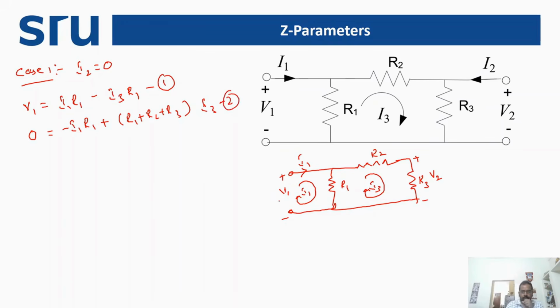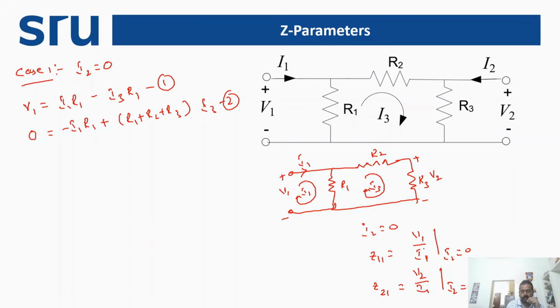So if you observe, we have I2 equal to 0. So Z11 is equal to V1 by I1 when I2 equals 0. The objective is to find the ratio of V1 and I1 for the first one. Next is Z21, which is V2 by I1 when I2 equals 0. So we need to find V2 over I1 for the second one. So now let us do that.